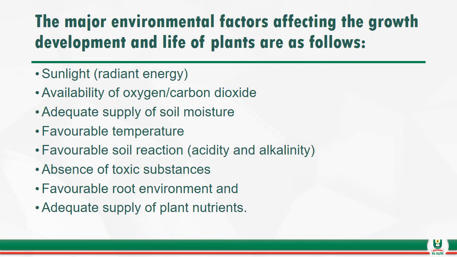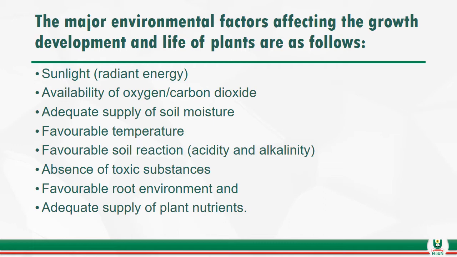Favorable temperature is also a factor that plants need for growth and development. Also, favorable soil reaction, that has to do with pH. The acidity and the alkalinity of a particular soil will affect its growth and development. This is because at certain pH, some nutrients may not be available. When soil is very acidic, some nutrients may be fixed and made unavailable to plants. So soil reaction is one of the factors that affect plant growth and development.